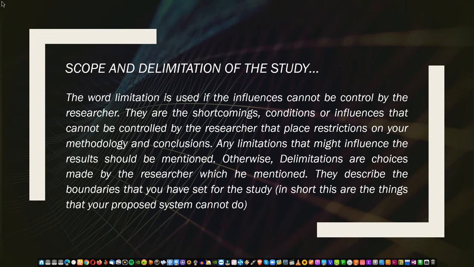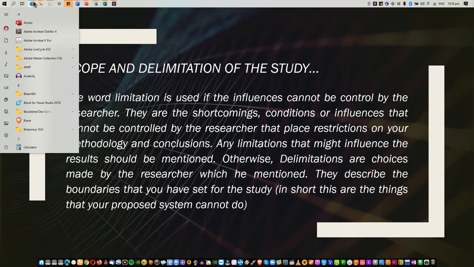So the limitations describe the boundaries that you have set for the study. In short, these are the things that your proposed system cannot do. So for example, for authentication, does your authentication involve SMS like Google's? If your system can't do it, state it, especially for security, for authentication, like logging in to an account. So here, let's look at the scope and limitation so that it becomes clear.